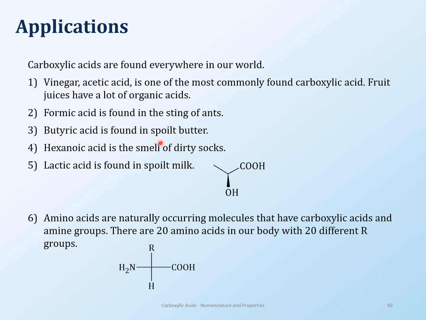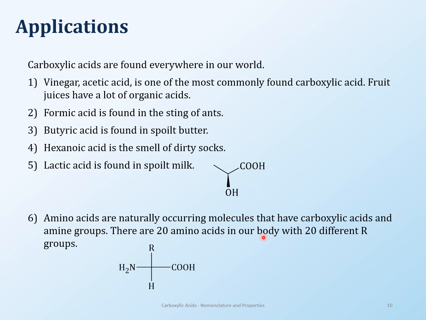Butyric acid is found in spoiled butter, so butter, butyric acid kind of rings a bell. Dirty socks will smell like hexanoic acid. Yeah, just because you wanted to know that. I know, you were curious, what is that smell? Hexanoic acid. Lactic acid is found in spoiled milk. Spoiled milk, remember, doesn't smell as good. You can tell by smelling the milk that it's bad, and that's the carboxylic acid you smell in there.